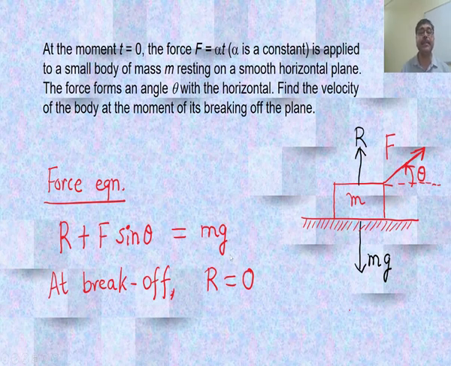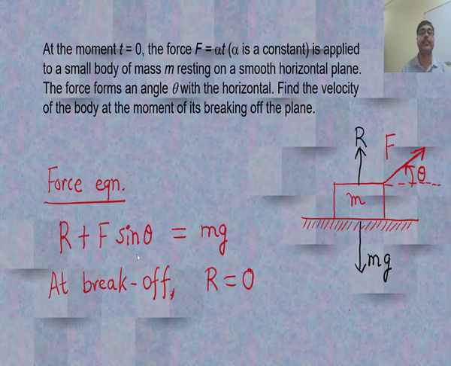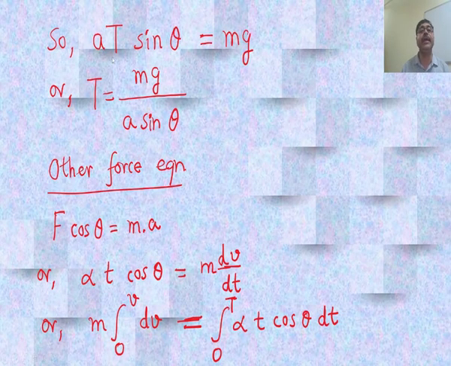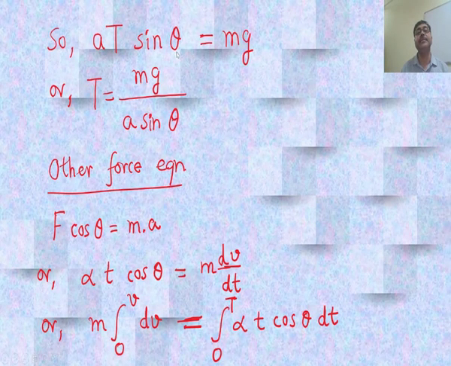Now, whenever the mass m breaks off, what will happen? It will not have any thrust, because the thrust was coming from the ground, and if it does not touch the ground anymore, then definitely capital R has to be zero. So at the breakoff point, F sine theta is equal to mg. Now, what is F? F is alpha into capital T, where capital T is the moment at which it breaks off the ground. So alpha T sine theta becomes mg, and we can calculate capital T as mg by alpha sine theta.